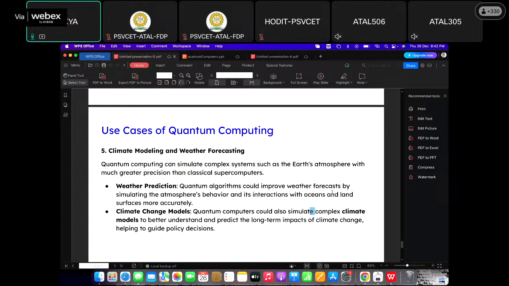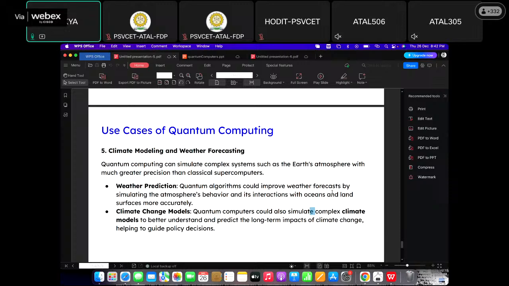So, use cases of quantum computing. Next one, climate modeling and weather forecasting. Quantum computing can simulate complex systems such as the Earth's atmosphere with much greater precision than classical supercomputers. Like weather predictions, quantum algorithms could improve the weather forecast by simulating the atmosphere's behavior and its interactions with oceans and land surfaces more accurately.